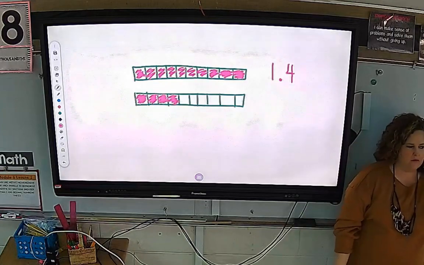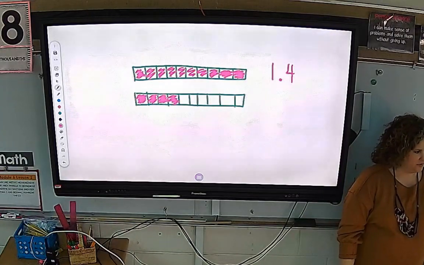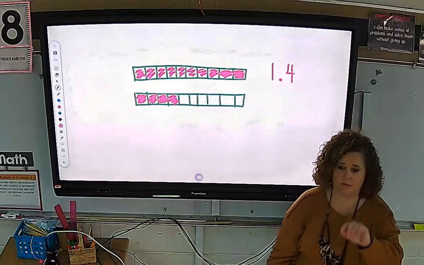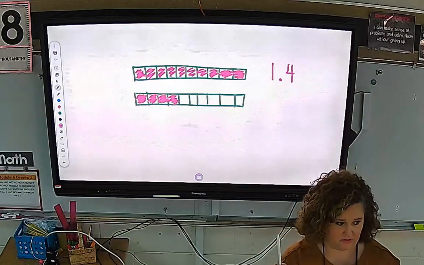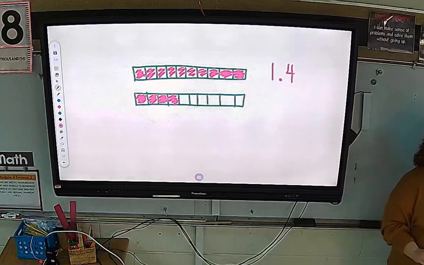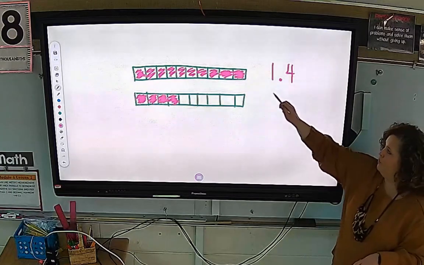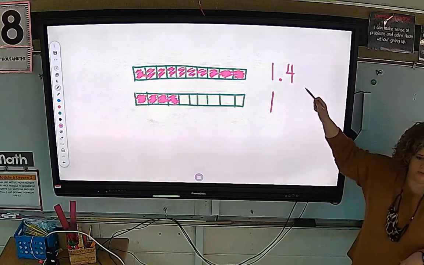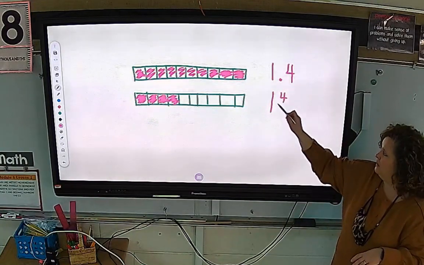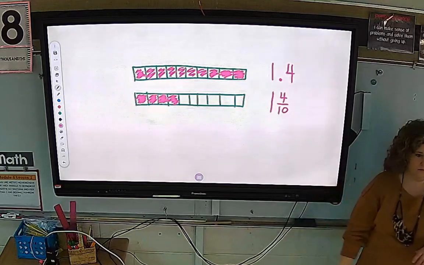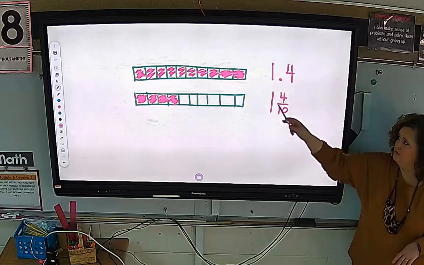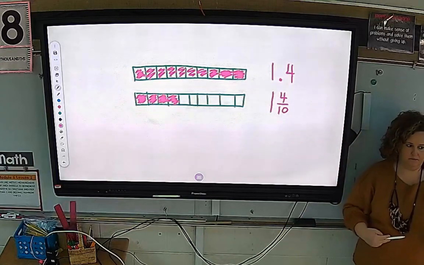Now when you hear that, you know exactly what to write as a fraction, don't you? 1 and 4/10. Because you're going to be asked to write numbers as decimals and as fractions. So if somebody said, here's 1.4, I want you to write it as a fraction. It's 1. And look at where that number is. It's in the tenths place. It is 4/10. Okay? It's as simple as that. 1.4, 1 and 4/10.